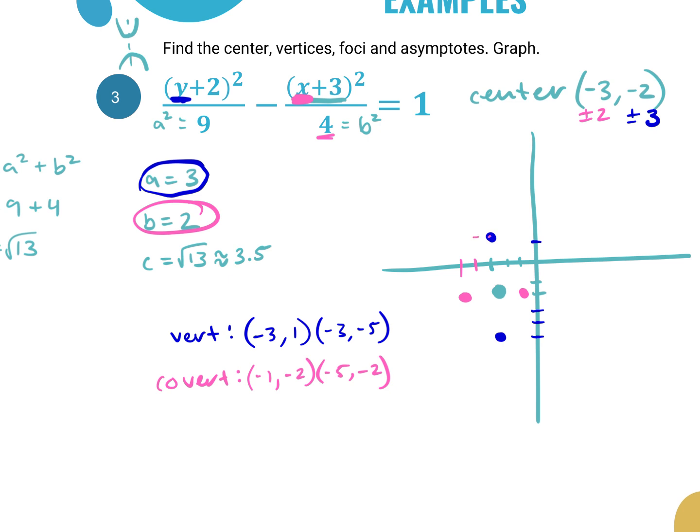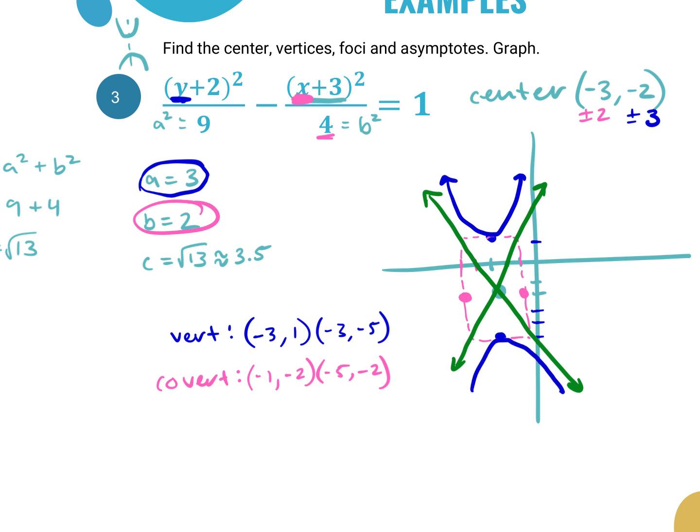So now that I have my vertices, I can draw my little imaginary box there. And then we can put our asymptotes. My asymptotes are going to go through the center and the corners of the box. It's going to be the diagonal of the box. Which way would our hyperbolas go, up and down or left or right? It would go up and down. Perfect, because we said it was going to be vertical. We drew that in the beginning. It's going to be vertical hyperbolas.